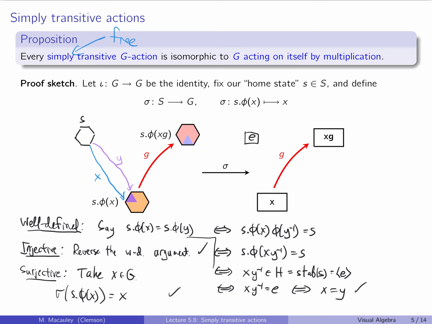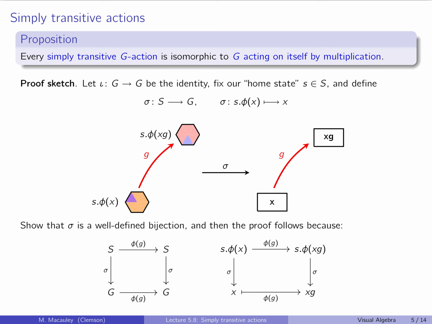Now we have to show that it commutes with the action. But that is straightforward. If we take an element here and we follow the G path, that is press the G button and then apply sigma. So this sends us to S dot phi of xg, apply sigma, we get xg. That's of course the same thing as applying sigma to get x, and then multiplying by g. And here I'm using the same notation for the action in both sides. Some people might quibble with that and say I should use like psi or theta, but I'm fine with using the same thing for both. And that's the end of the proof.